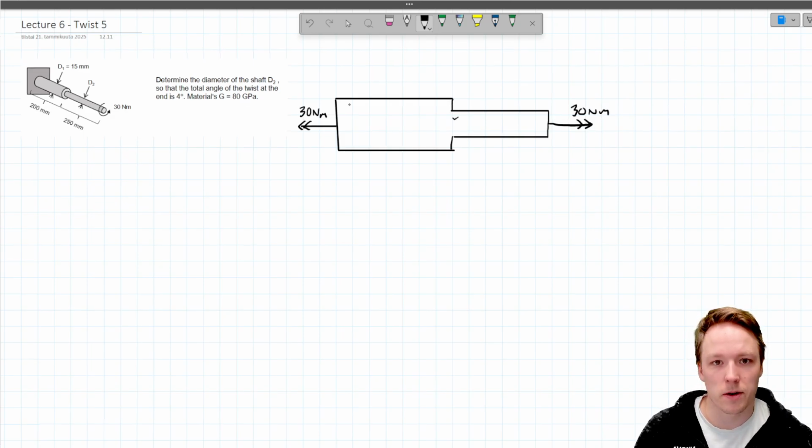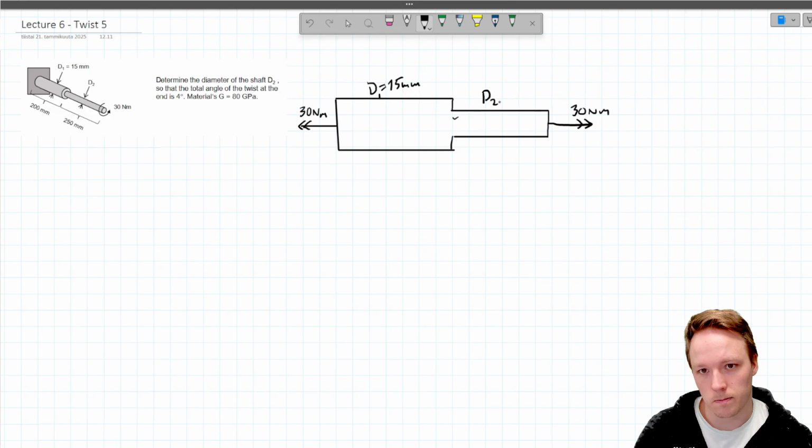Then the diameter of this section is D1 equals 15, and D2 is the question mark. The length of the first section here is 200 millimeters, and the second section here is 250.